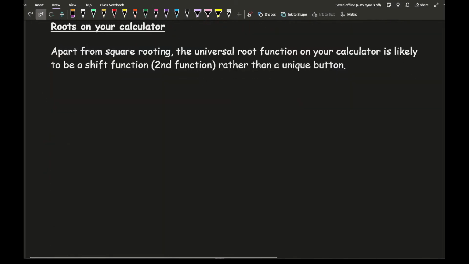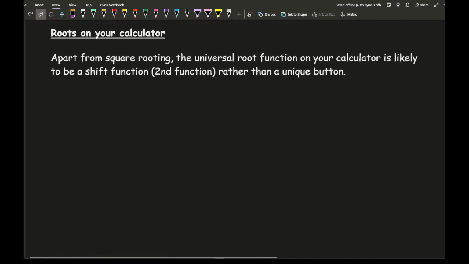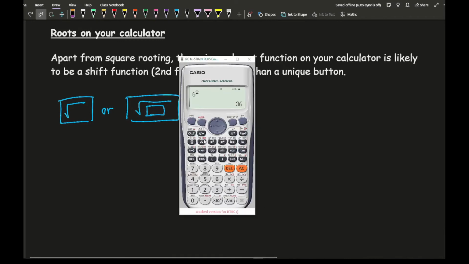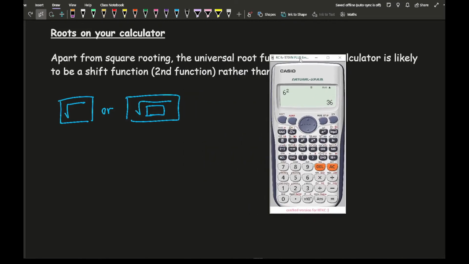Now in terms of roots on your calculator, as I've already mentioned, the square root is a very, very popular function, which is why on your scientific calculator you should have a button that looks like this, or a button that looks like a root with a square underneath it. And if I get my calculator out, which is most common, you can see that it's just on that second row and the second button in, just next to the fraction button.